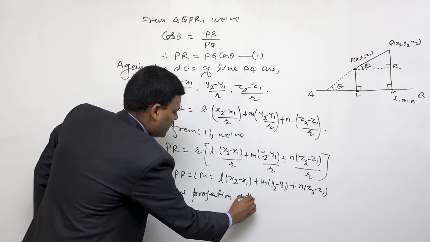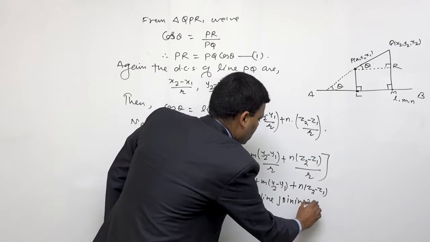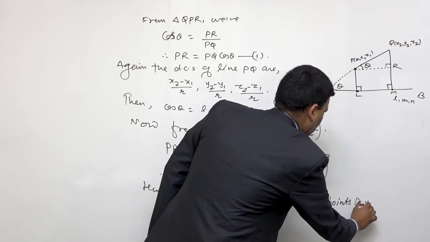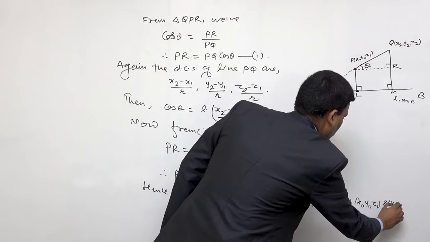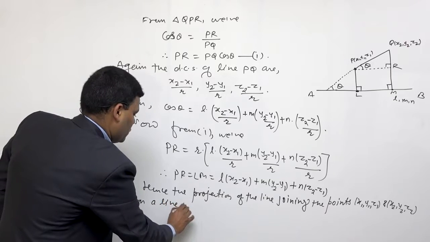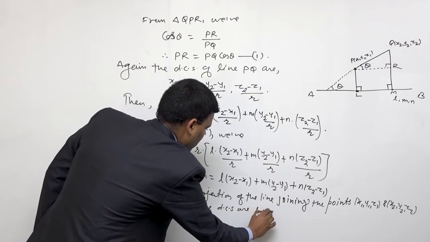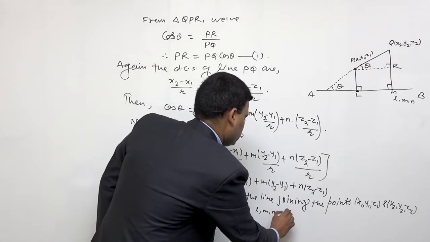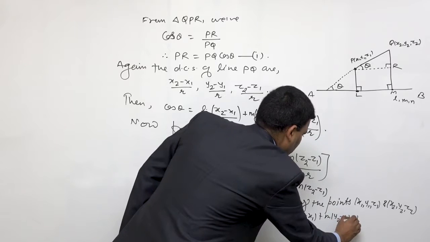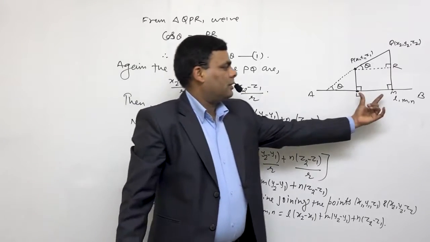Hence the projection of the line joining the points (x1, y1, z1) and (x2, y2, z2) on a line whose direction cosines are l, m, n equals l into (x2 minus x1) plus m into (y2 minus y1) plus n into (z2 minus z1). In this way, projection is a length.